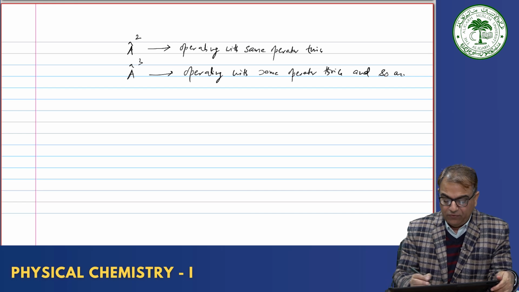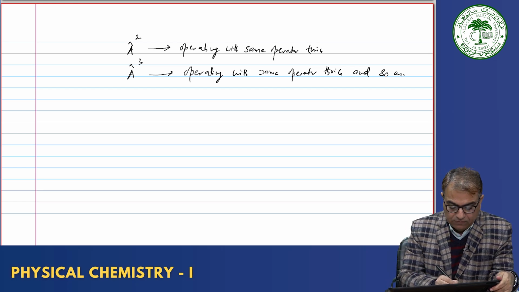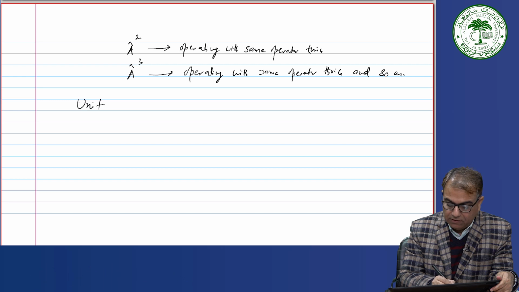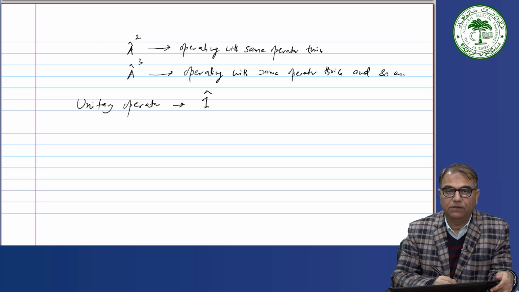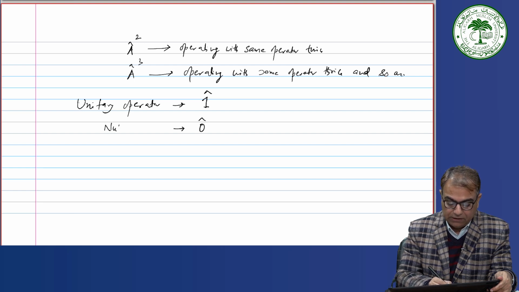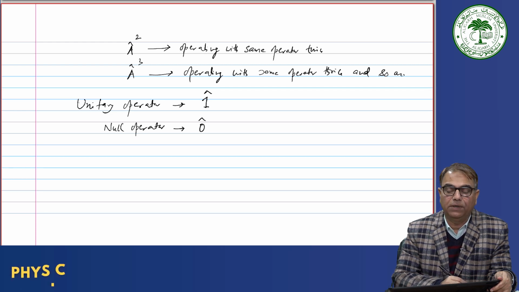Now, what is a unitary operator? It is an operator 1, with this symbol. Multiplying by 1 is a unitary operator. Multiplying by 0 is a null operator. These are the terminologies which you should know. The 0 operator. Okay.